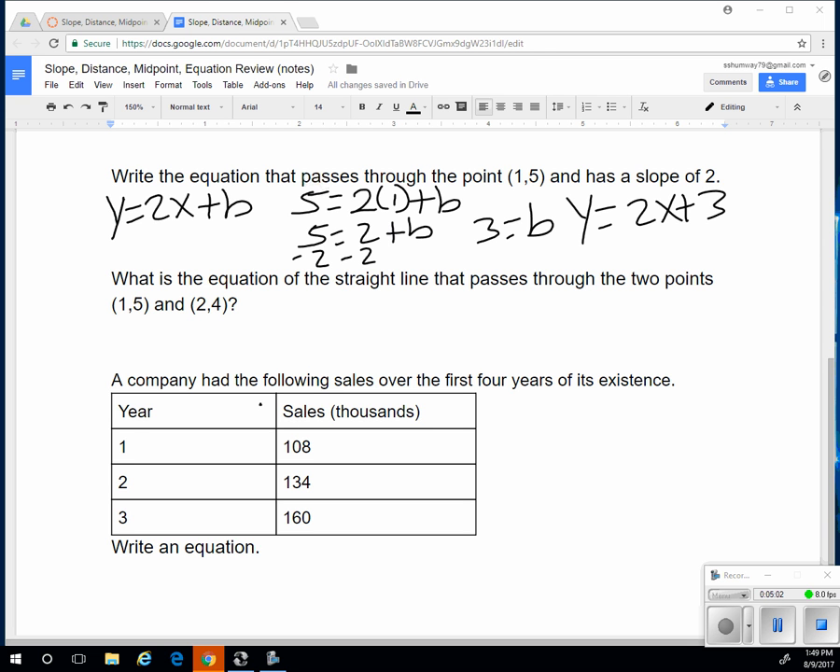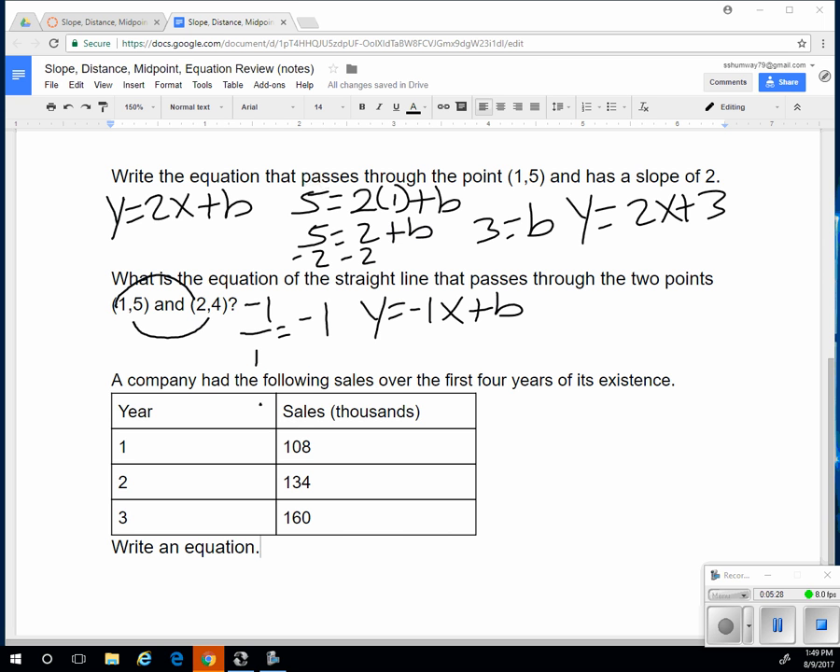What's the equation of a straight line that passes through the 2 points, (1, 5) and (2, 4)? The one before it, they gave us a slope. This one they don't, but we can find it. Y goes from 5 to 4, so it's going down by 1. At the same time, x is going from 1 to 2, so it's going up 1. So the slope is negative 1. So we'd say y equals negative 1x plus b.